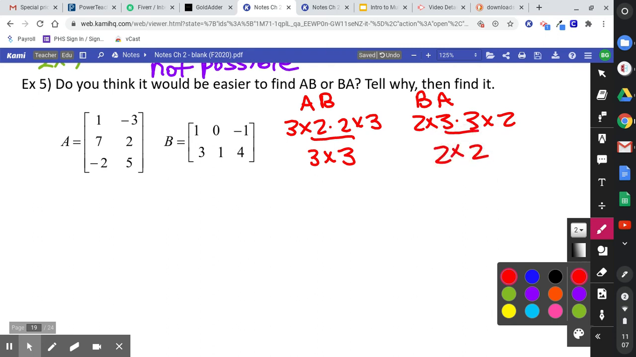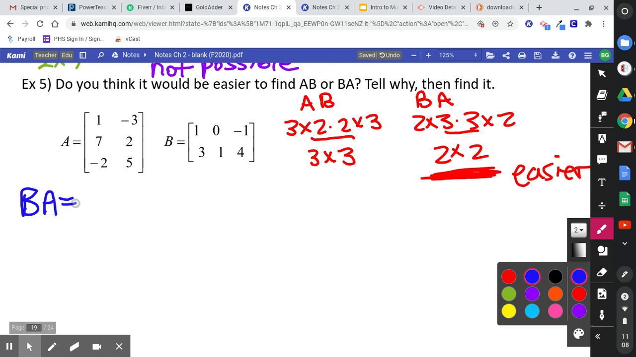So do you think it would be easier to find AB or BA? I think probably this one would be easier. It's just a smaller matrix, okay? So I mean, you could argue with me and you might have a point. It's kind of an opinion question. But to me, I think it would be easier for BA. Then find it. Okay, so they want me to find BA.